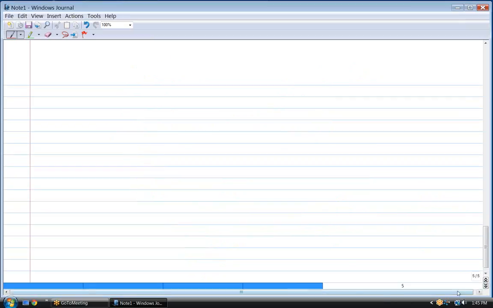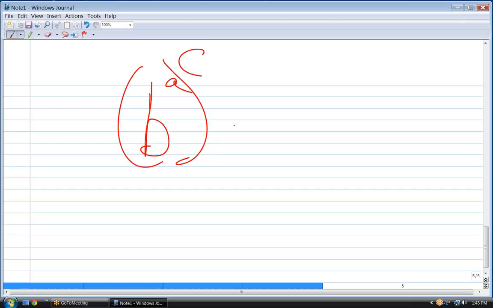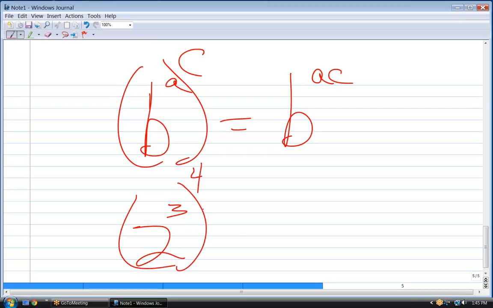And there's one last rule for exponents. B to the A, all raised to the C power, is equal to B to the AC. For example, 2 cubed, all raised to the 4th power, what's that equal to? It would be 2 to the... you multiply the 3 and the 4, so 12. Those are the 3 rules of exponents. Memorize those 3 rules and it'll take you a long way.